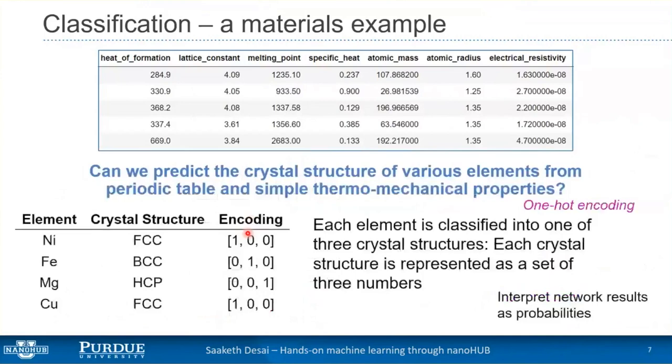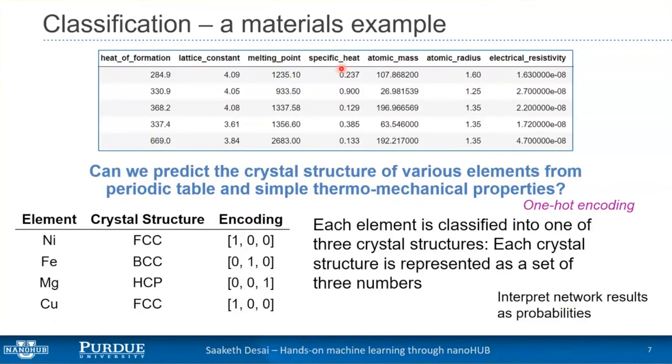Today, we will look at a classification task where the question is very simple. Last time, we looked at how to predict the Young's modulus of a material given heat of formation, lattice constants, and other atomic properties. For the classification task, we'll ask ourselves, can we predict the crystal structure of various elements in the periodic table from the same atomic information, heat of formations, melting points, atomic masses, etc.?